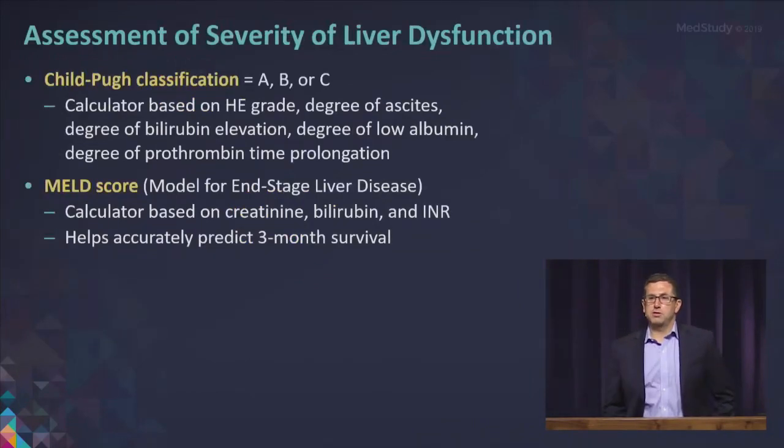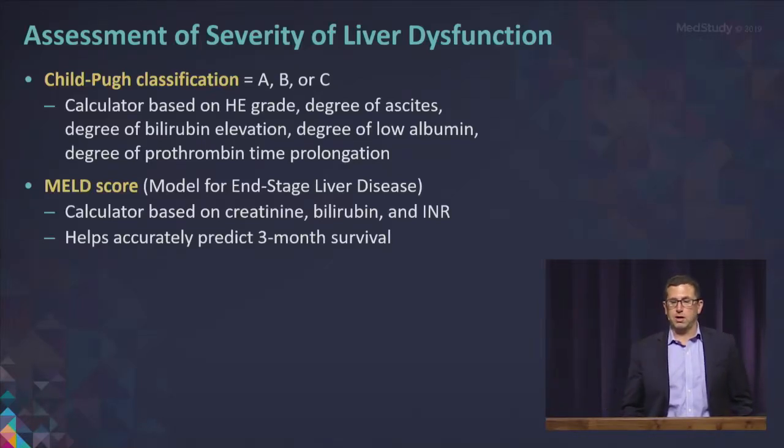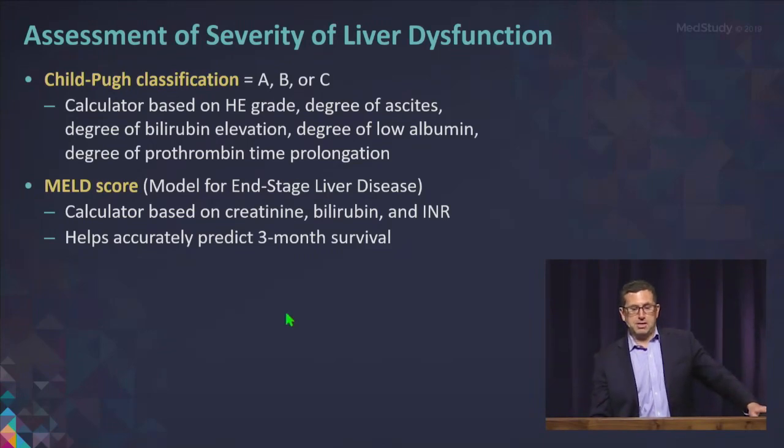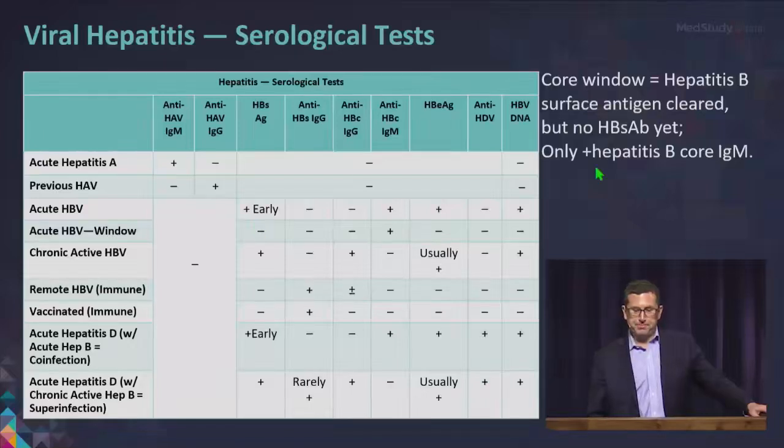When you're assessing the severity of liver disease, there are really two main classifications. There's the Child-Pugh score, which could be A, B, or C. It's a calculator that you plug variables into depending on grade of hepatic encephalopathy, ascites, bilirubin elevation, degree of low albumin, and prothrombin time prolongation. And then there's the MELD score, which is really used to help determine whether people are ready for transplant. It's a calculator based on only three variables: creatinine, bilirubin, and INR. I think this is fair game and a really important score to know about.